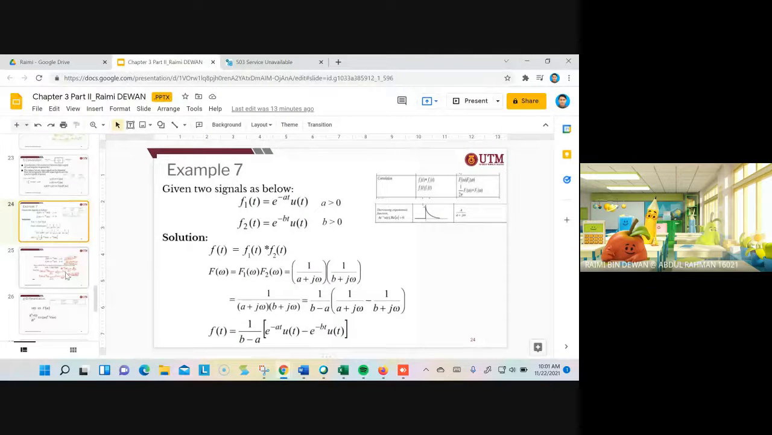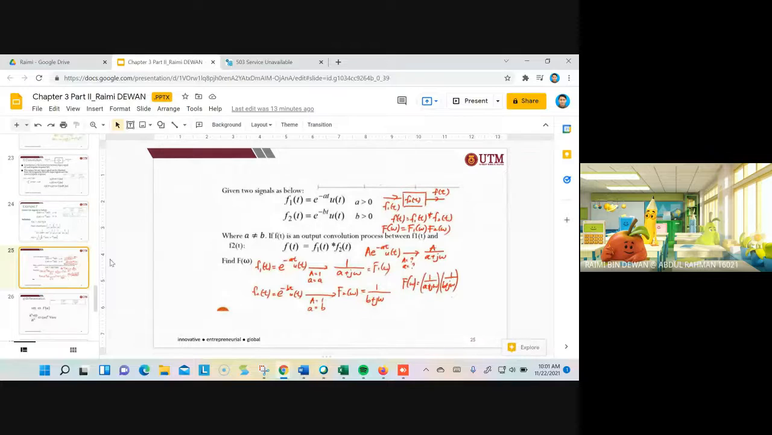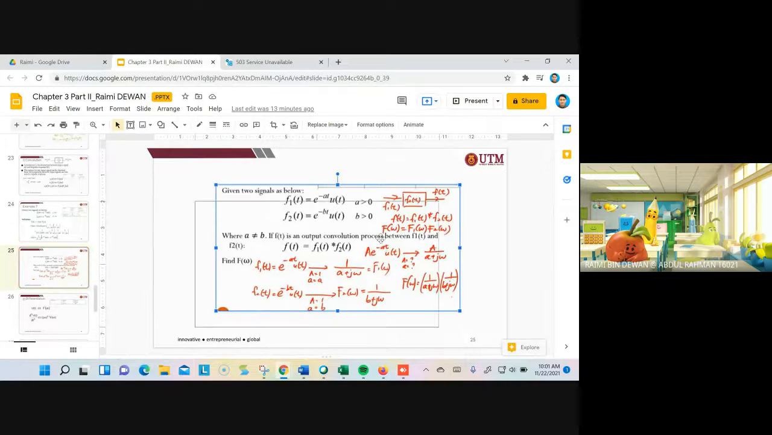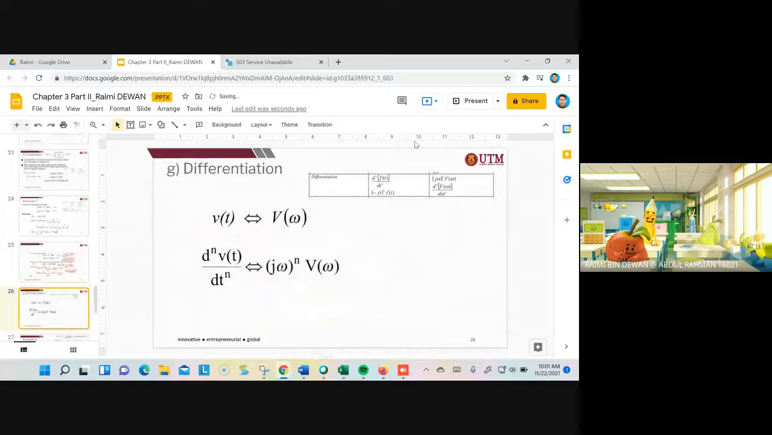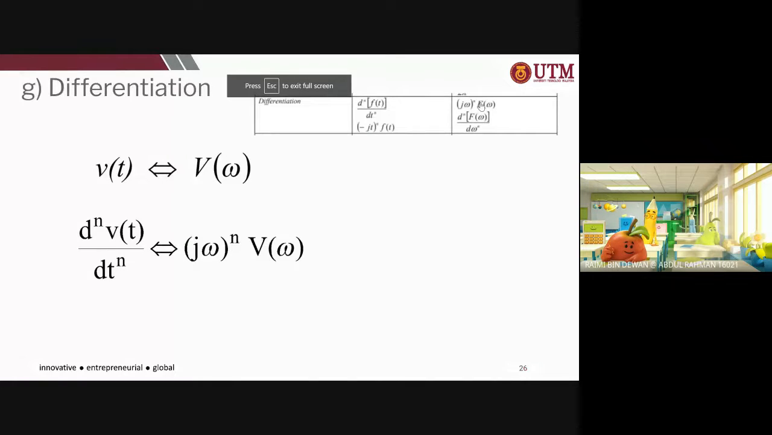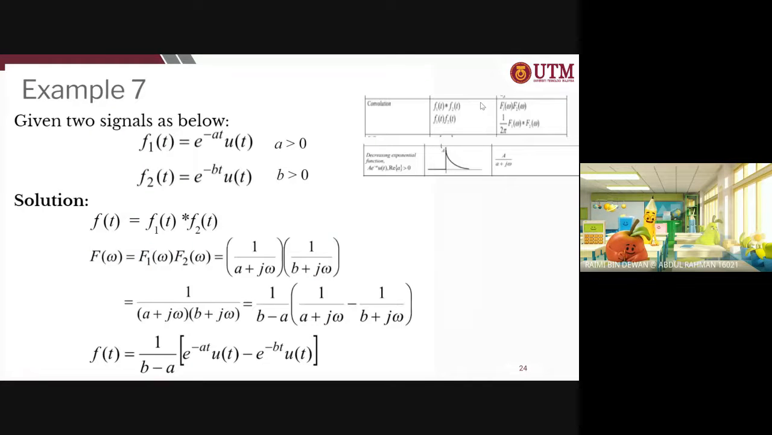Okay, next. Differentiation. You guys can try the solution at home, since it is already there.